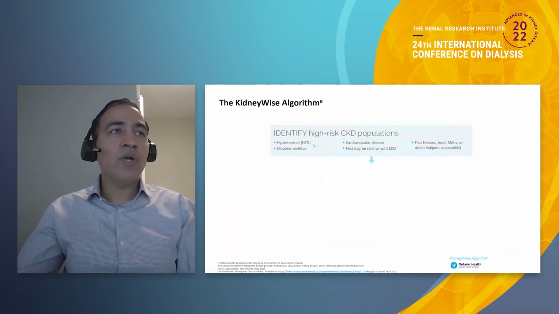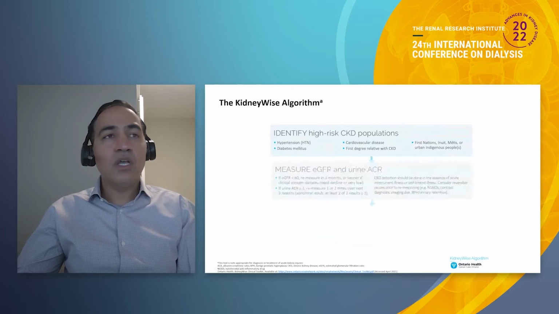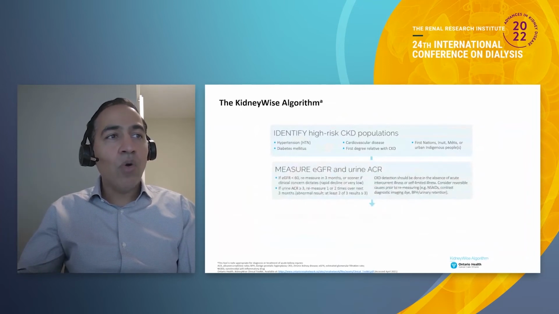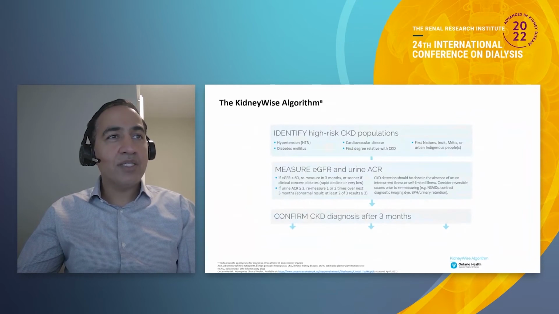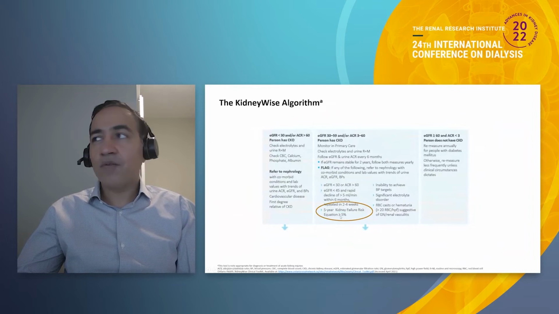So this is the Ontario Kidney-Wise algorithm. The focus here is on identifying high-risk CKD populations: patients with hypertension, diabetes, cardiovascular risk, or those from First Nations or Inuit health groups. Measure GFR, measure ACR. Always measure both. And confirm the diagnosis after 3 months. Now, if the eGFR is 30 to 59 or the ACR is 3 to 60, these are Canadian units, so we're talking about 30 to 600, the person has CKD, and refer them in Ontario if the 5-year kidney failure risk is greater than 5%.